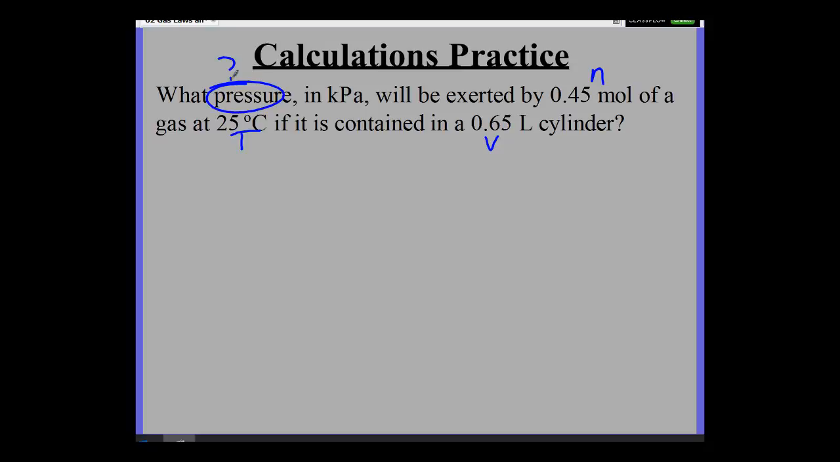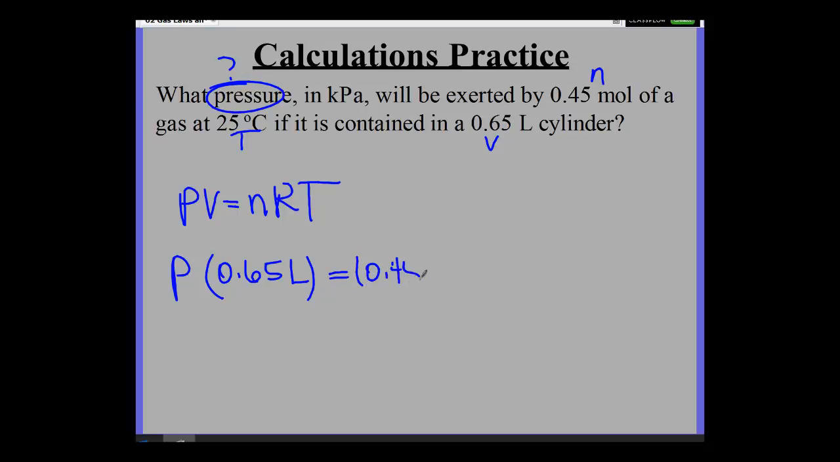Number 2. So, we don't know pressure. We can plug in our volume, N, R. Now, remember R you picked from the list. R is always based on the pressure, but we don't know the pressure.